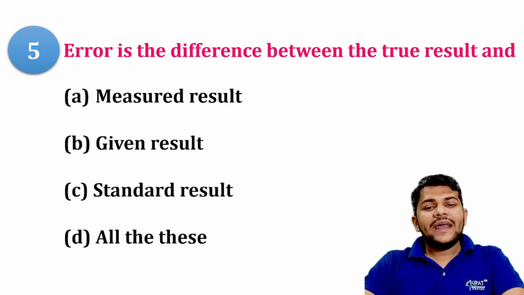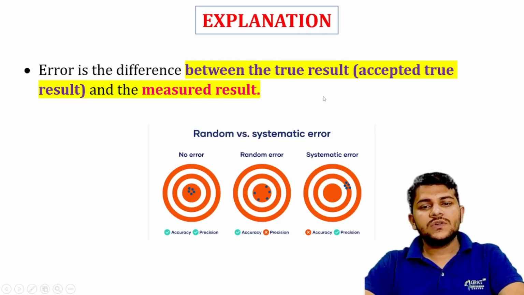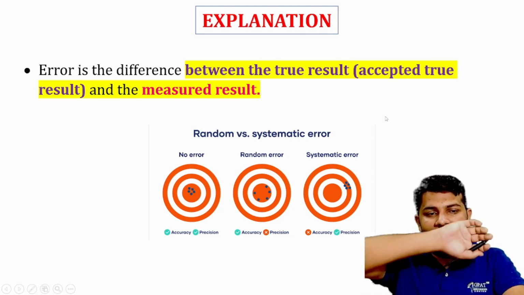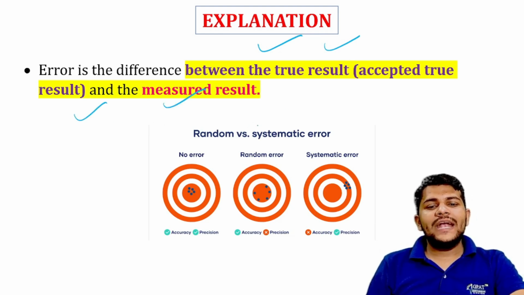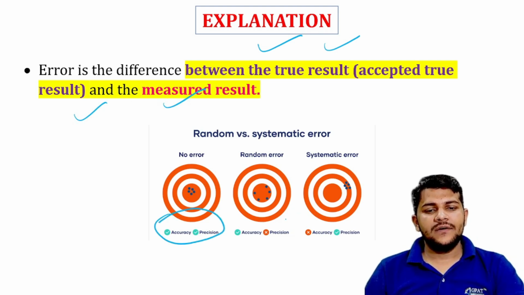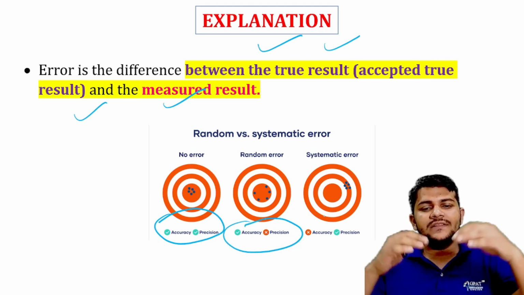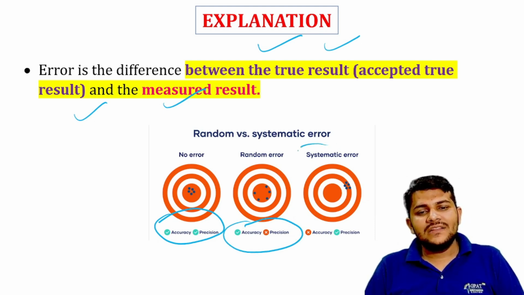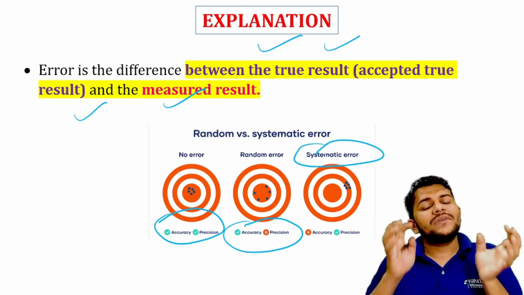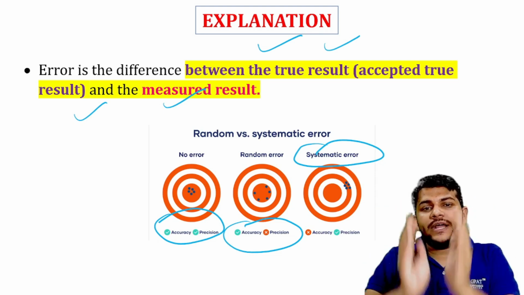Got it? So error is the difference between the true value and the measured value. Error is the difference between the true result, or accepted result, and the measured result. Now, random versus systemic error: in the first case, accuracy and precision are both very good and there is no error. Next, it is less precise, but accuracy is somehow good. But in the last case, this is a systemic error, in which the precision is very good but it is not accurate on the focus.